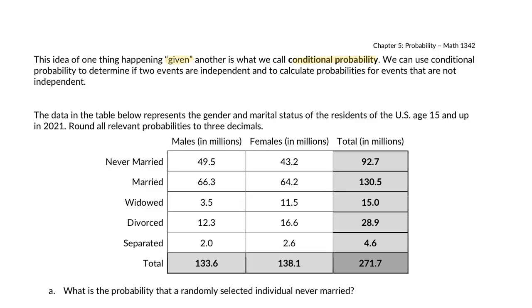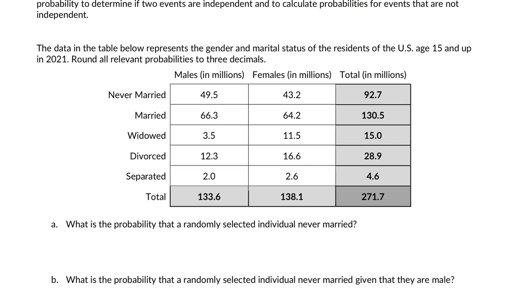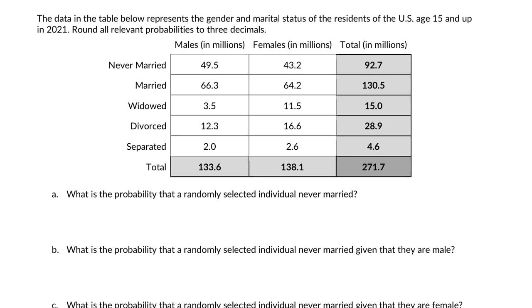So if we look at this example below that has gender and marital status of residents in the U.S. age 15 and up in 2021. So we have gender as the columns, and we have marital status as the rows. This is called a two-way table or a contingency table. You guys also saw this on the Kahoot we played earlier, so naturally your brain understands how to read these.